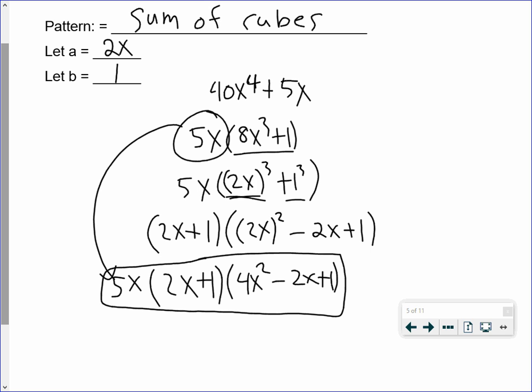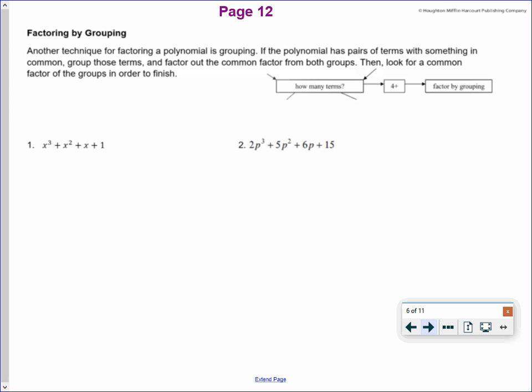So we can use the sum of cubes formula that we just learned to factor that out even more. And when we do, we get the factored form 5x times 2x plus 1 times 4x squared minus 2x plus 1. Okay? So let's keep on going.